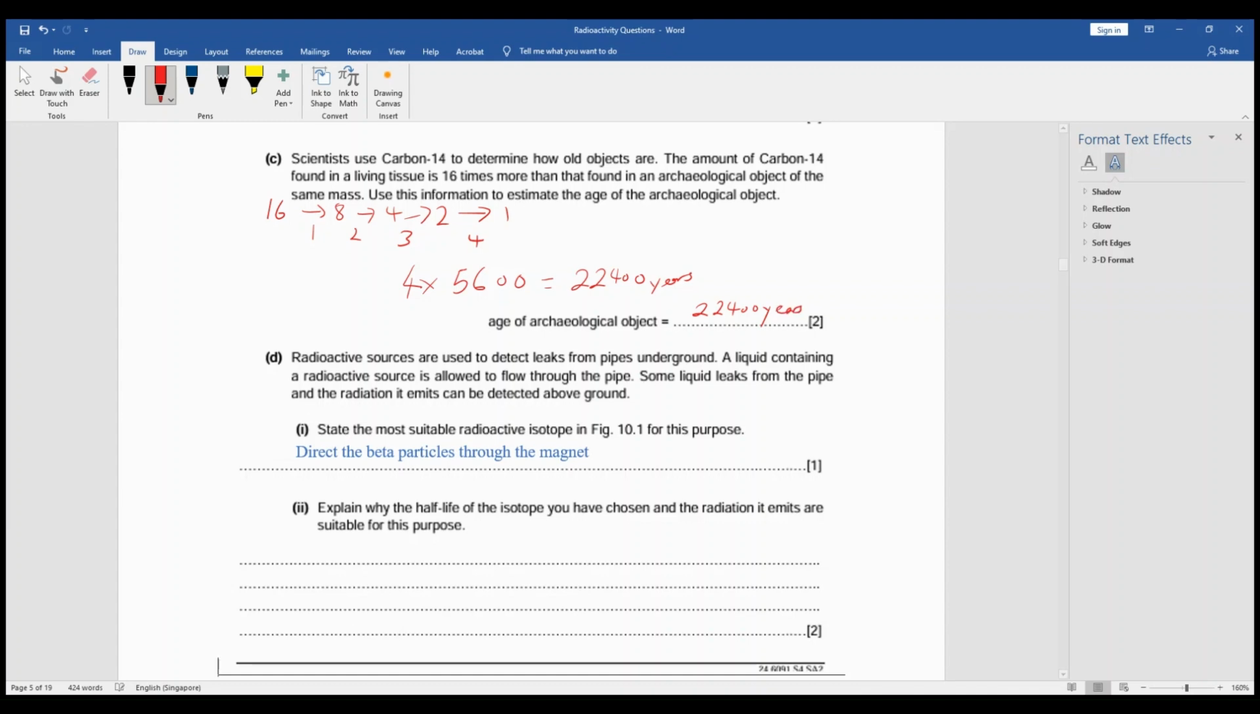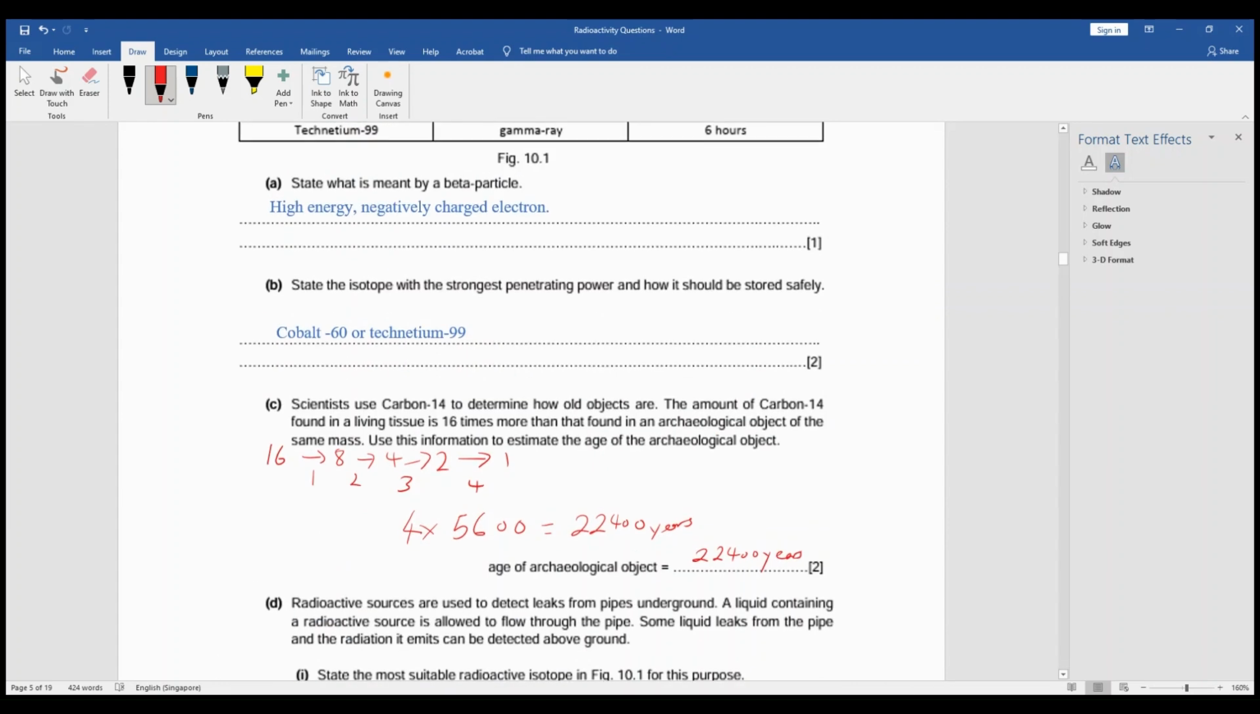Let me just read back. No wonder it's 2 marks. I missed out one part: how it should be stored safely. If you are talking about gamma, it should be stored in a lead box.